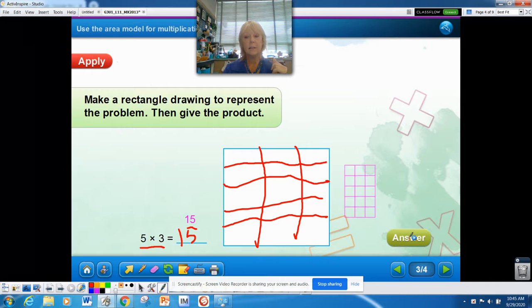Let's see how well we did. We did. See, we divided it correctly. Length times width equals 15.